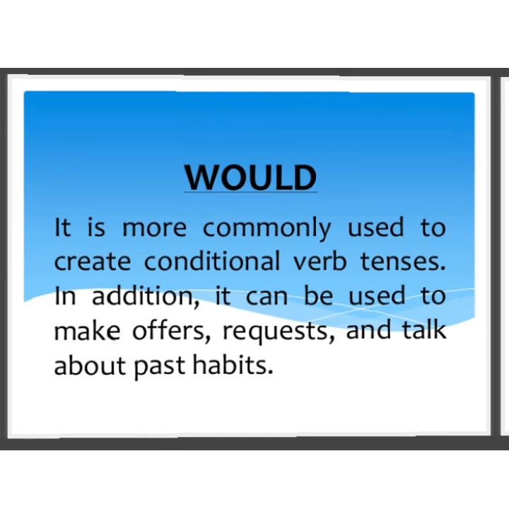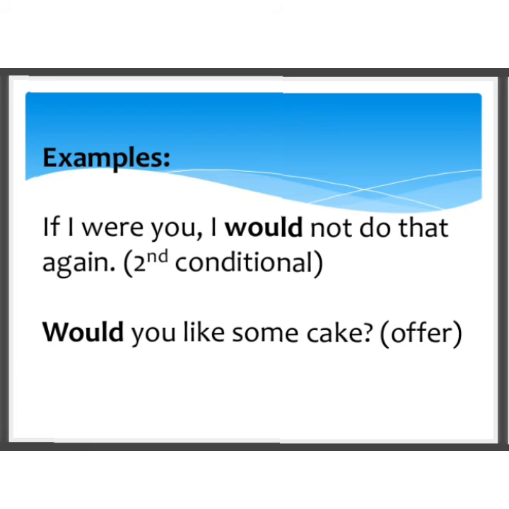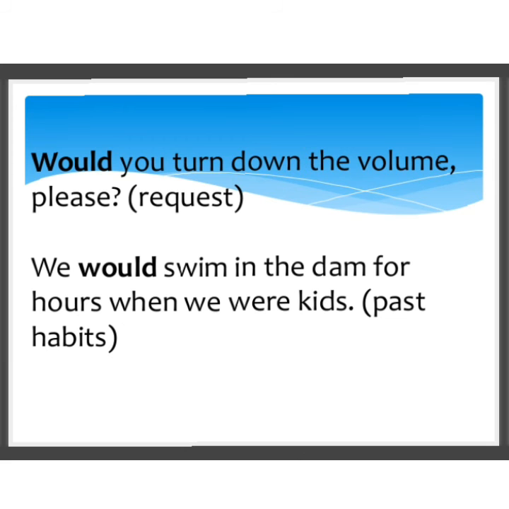Now let's see the use of would. It is more commonly used to create conditional verb tenses. In addition, it can be used to make offers, requests, and talk about past habits. Here are some examples of would. Let's see. If I were you, I would not do that again. Here is second conditional. Would you like some cake? Here is an offer in this sentence.